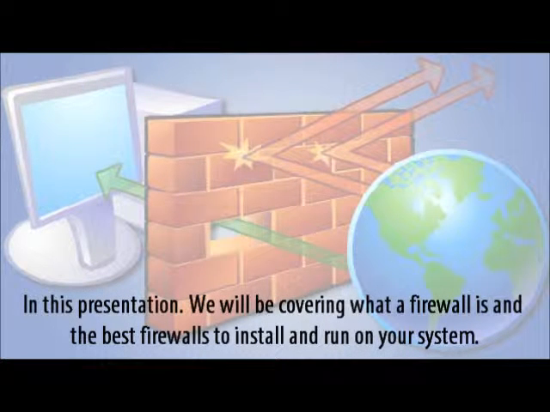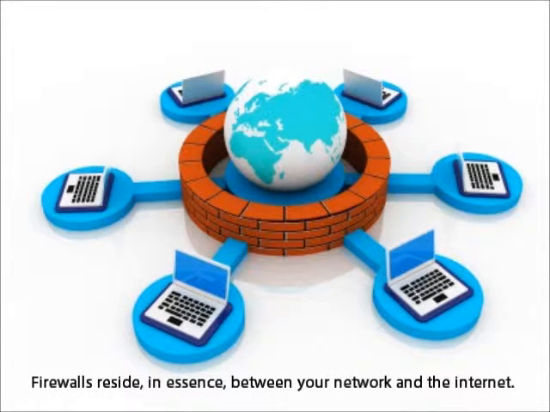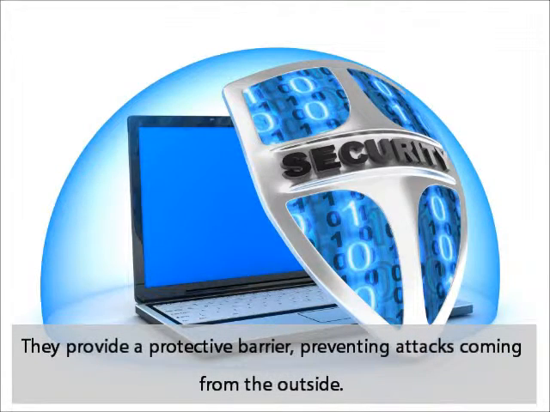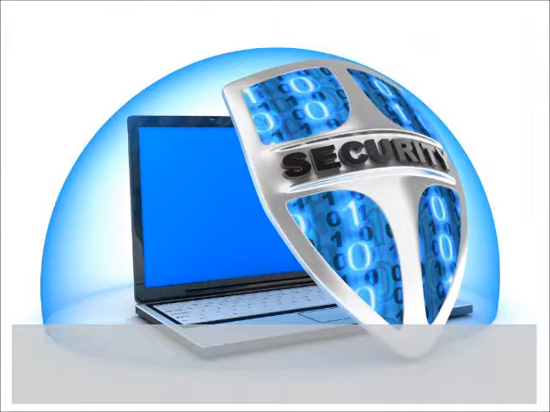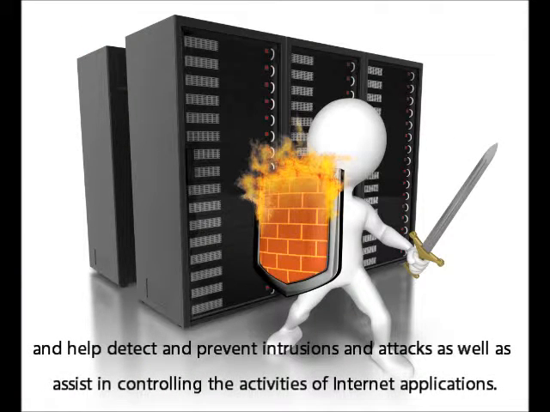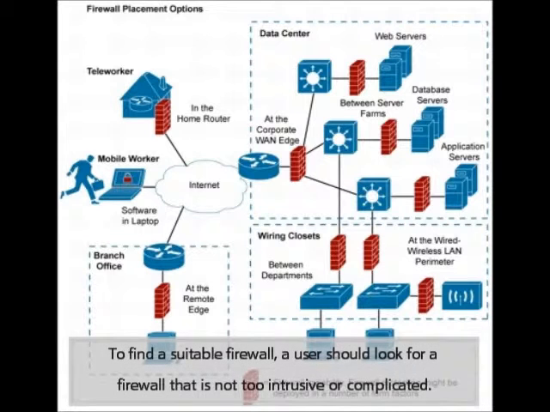In this presentation, we will be covering what a firewall is and what the best firewalls to install and use on your system. Firewalls reside, in essence, between your network and internet. They provide a protective barrier, preventing attacks coming from the outside. Firewalls monitor your system's communications and help detect and prevent intrusions, as well as assist in controlling the activities of internet applications. Firewalls tend to be the most frustrating freeware products to use. To find a suitable firewall, a user should look for a firewall that is not too intrusive or complicated.